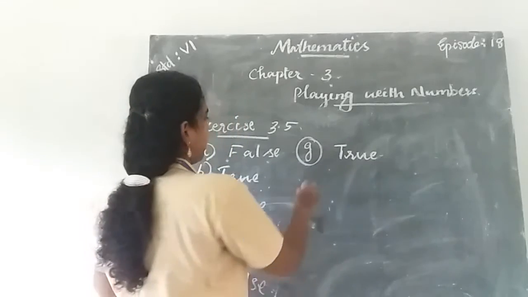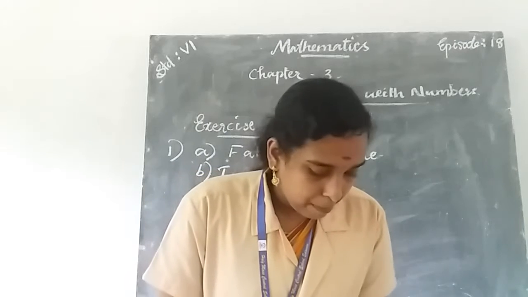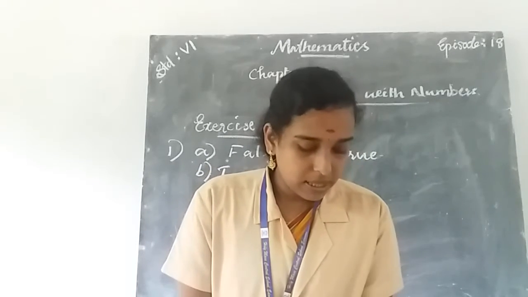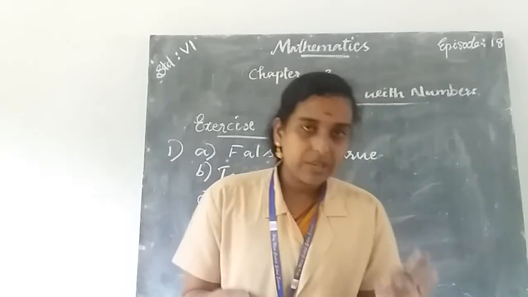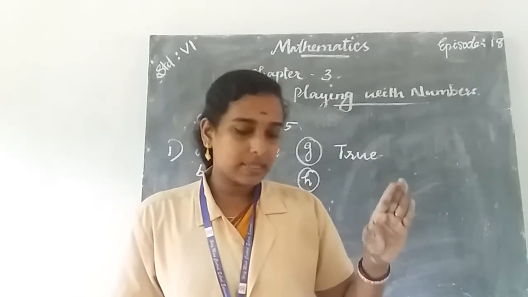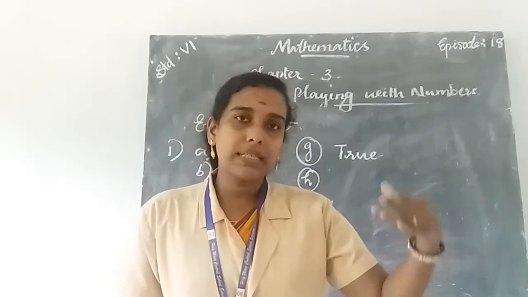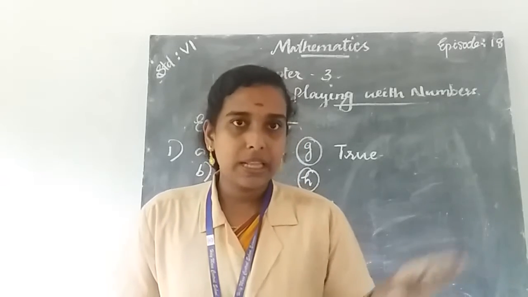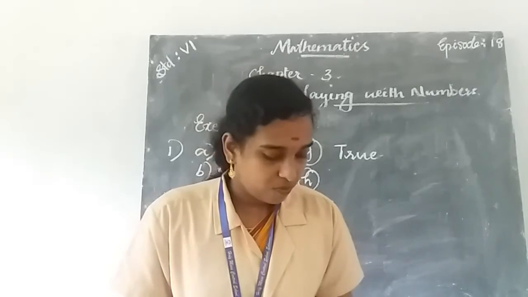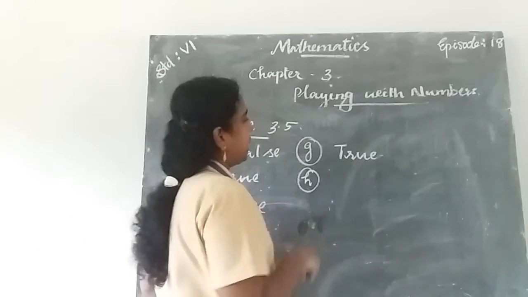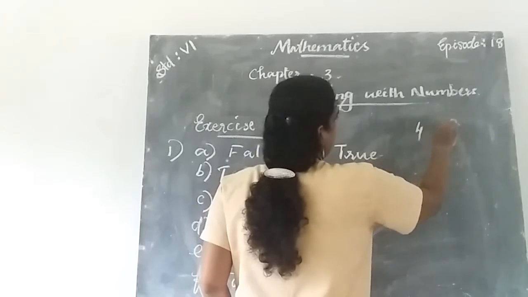And the next statement, statement H. If a number exactly divides two numbers separately, it must exactly divide the sum. If a number exactly divides any two numbers separately, then it must exactly divide the sum of those two numbers.